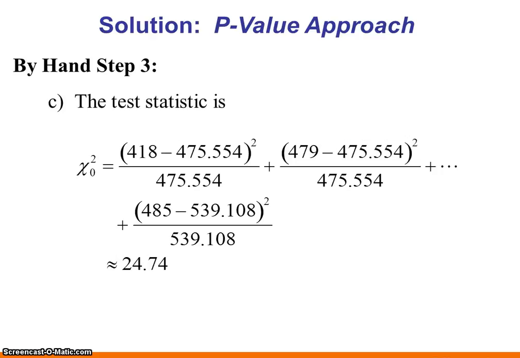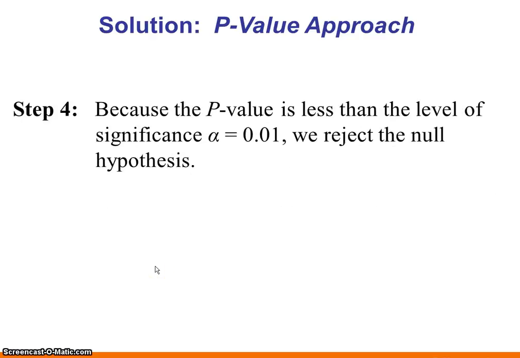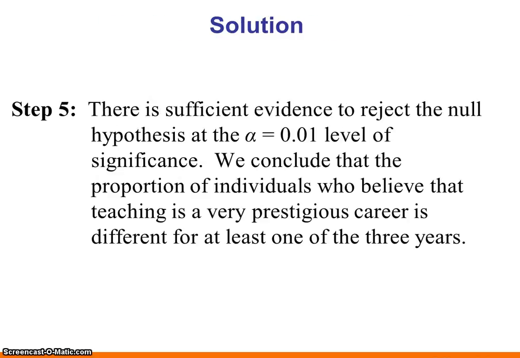Using a p-value approach, again we get this test statistic. The p-value is less than the level of significance, so again we would reject the null hypothesis, the same result that we would expect using the classical approach. Then just make sure you state the conclusion. There is sufficient evidence to conclude that the proportion of individuals who believe that teaching is a very prestigious career is different for at least one of the 3 years.